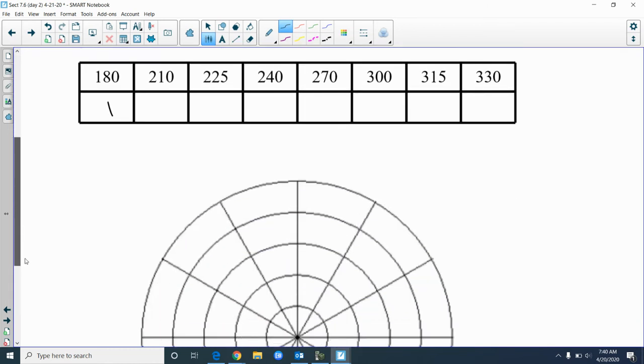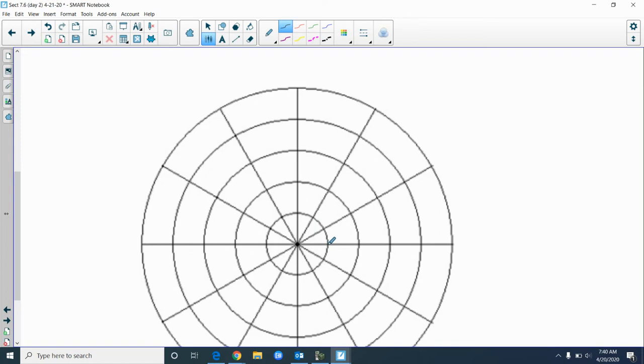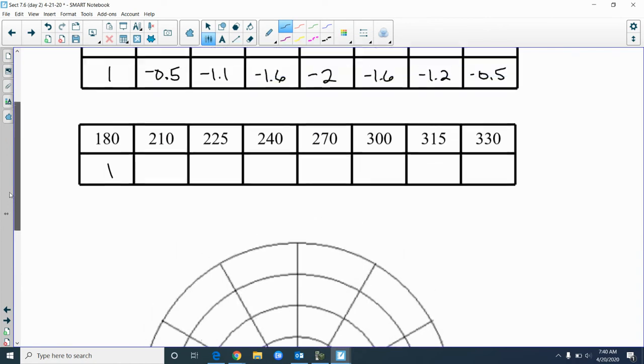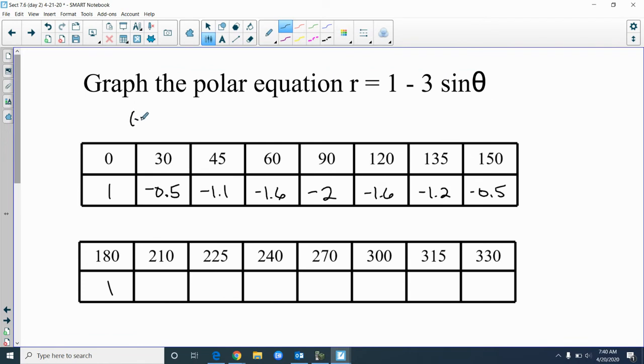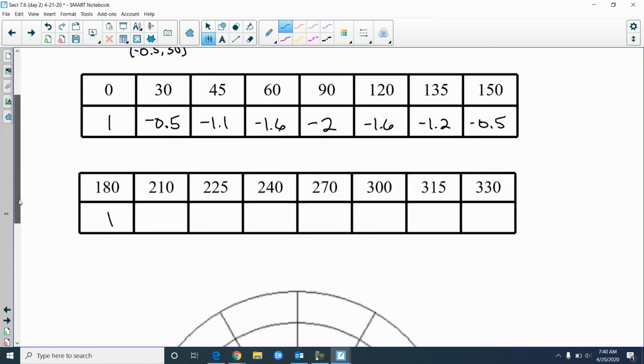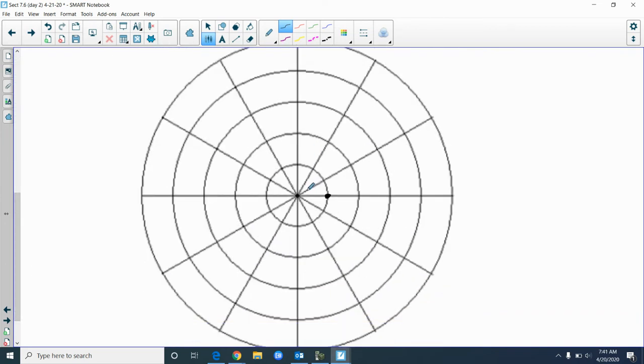Now, here's the issue. 0, 1 is right here. And where is 30, negative 0.5? Well, technically, we would list it as negative 0.5, 30 degrees. Go to 0.5, 30, and then you go through the origin to the other side. Well, here's what you got to watch. You can't connect them like this. That's not going to be accurate. That's not going to work. So till you get a little bit better handle, let me go through something here.